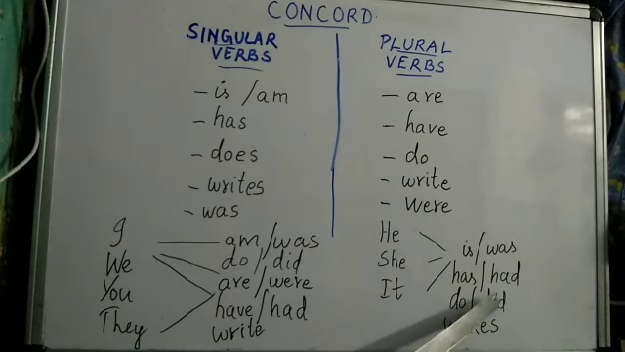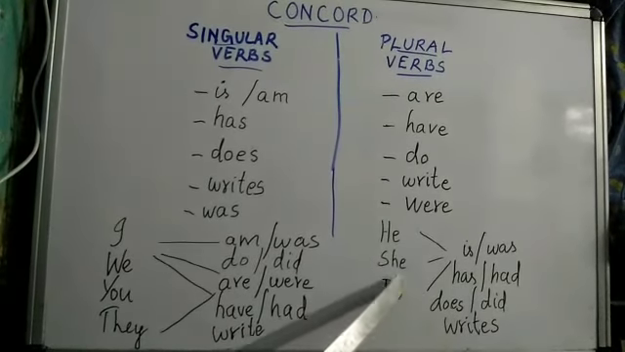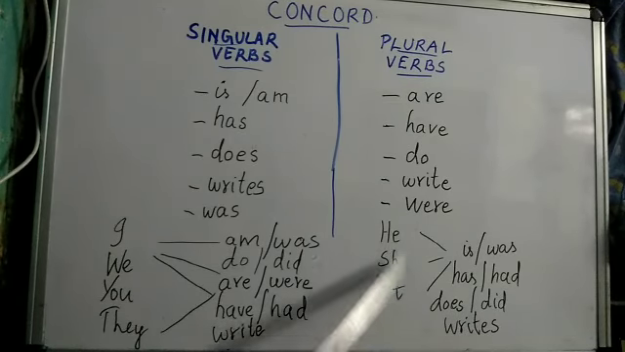And for do verbs: he does, she does, it does. Past tense is did for everyone. In the same way, writes: s is added. For singular nouns we use s, as we already saw. He writes, she writes, it writes.